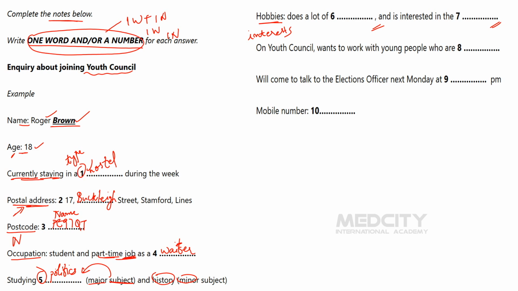Then, the youth council wants to work with young people who are... So the type of young people, or a category of young people, with whom Mr. Roger Brown wants to work. The category of young people whom he wants to associate with can be heard here. It can be maybe people who are unable to study or who are kind of handicapped, we don't know. We can expect something of that sort in the audio.